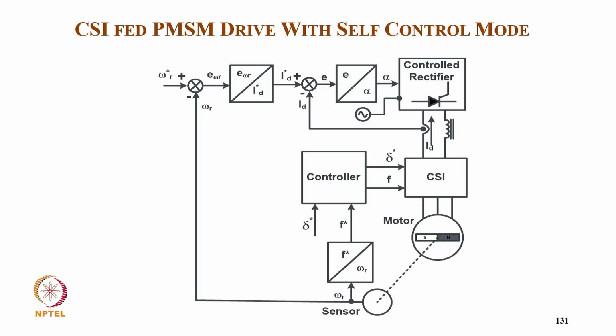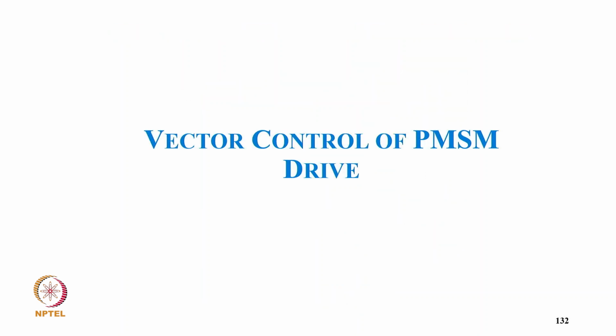Then we typically use the current source inverter also for that. So we have a speed sensor again, from a reference speed and actual speed the error we give to the controller which gives our ID, and we have a feedback DC link current, from which we control the firing angle for the controlled rectifier to decide the DC link current as a current source, and from frequency and power angle we are able to get frequency and angle for the current source inverter feeding the permanent magnet synchronous motor drive.